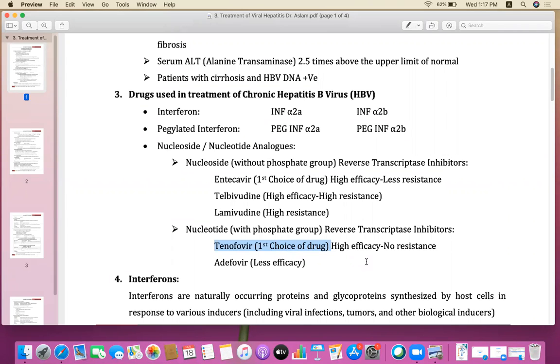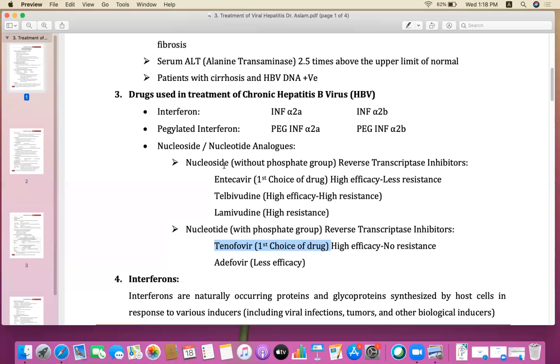And the second drug from this nucleotide category is adefovir, which has less efficacy. So if there is a question in your MCQ, which of the following nucleotide reverse transcriptase inhibitors is the first choice of drug in the management of hepatitis B virus infections? You should know it is a "tide": T for tide, T for tenofovir. Remember, T for tide, T for tenofovir.